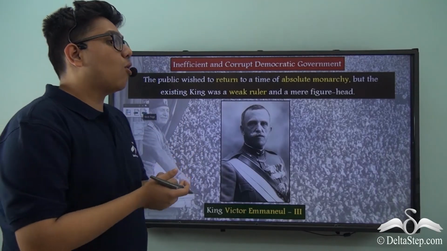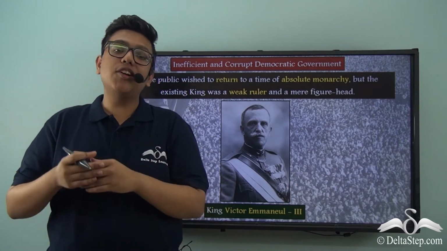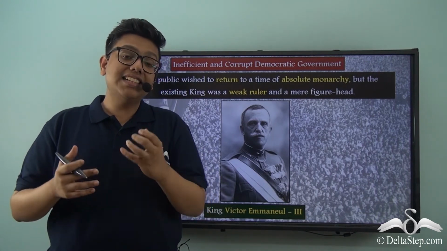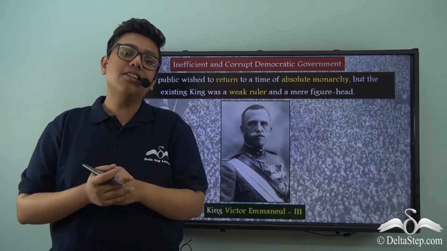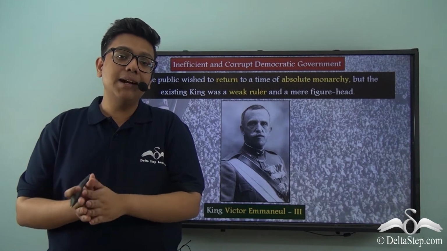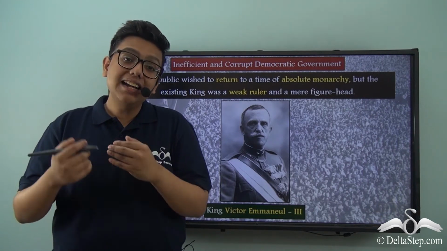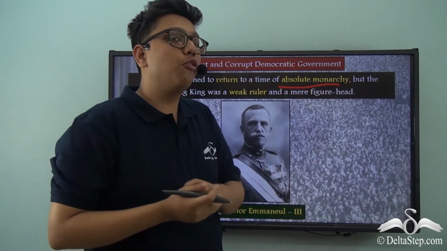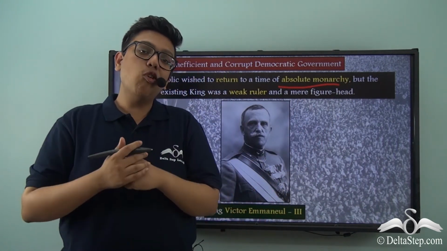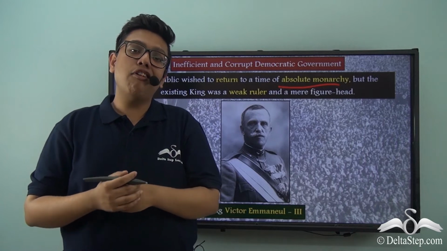Now when the people saw that the very government that they put all their hopes and expectations in, this democratic government itself, is so inefficient and corrupt, they thought that perhaps it's time to go back to our past and bring back the absolute monarchy which Italy had before the year 1900. But over here also the Italian public found a problem.